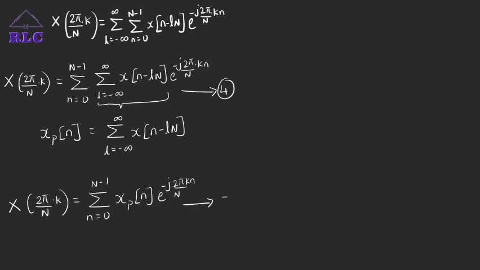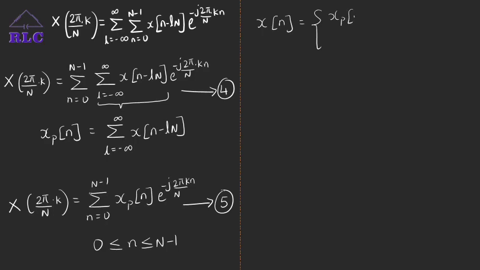Let this be equation number 5, where n is ranging from 0 to N minus 1 with N number of samples. Now xp of n is a periodic sequence. It can be written as x of n is equal to xp of n, where xp of n is a periodic sequence where the sequence repeats itself after every fundamental time period, and the n range is between 0 to N minus 1, and the value of x of n is 0 otherwise, if it is not a periodic sequence.